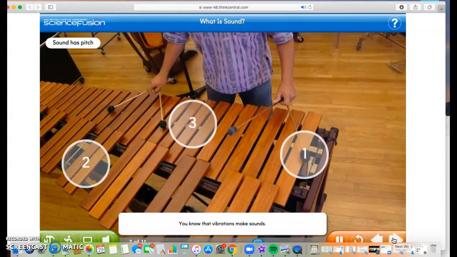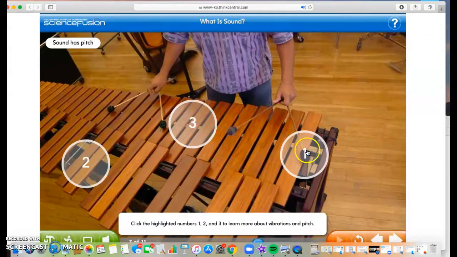You know that vibrations make sounds. Some vibrations are faster than others. Fast vibrations make high sounds. We say that these sounds have a high pitch. Slow vibrations make low sounds. These sounds have a low pitch. Click the highlighted numbers 1, 2, and 3 to learn more about vibrations and pitch.